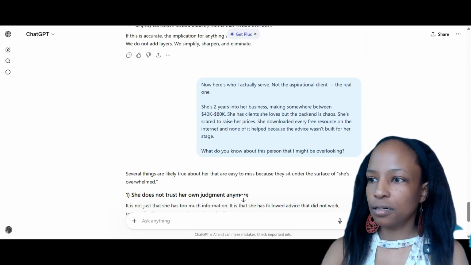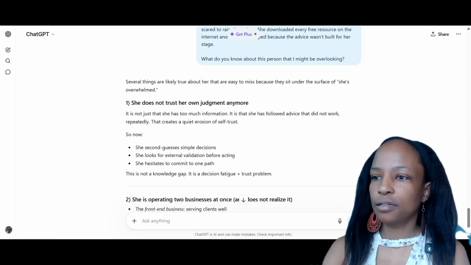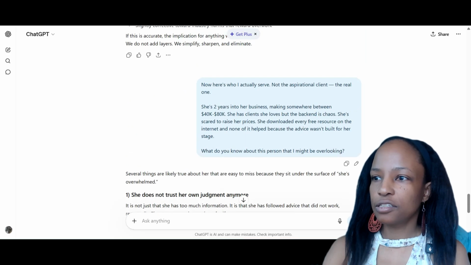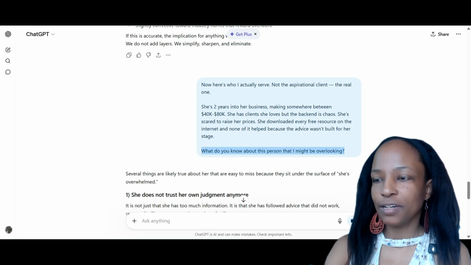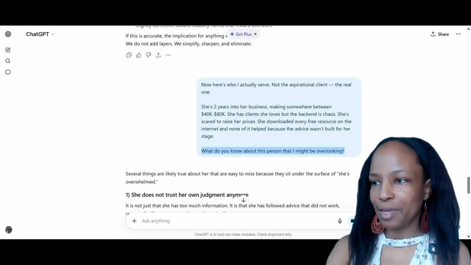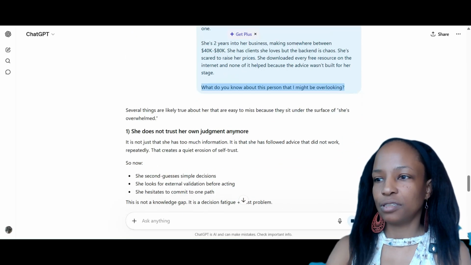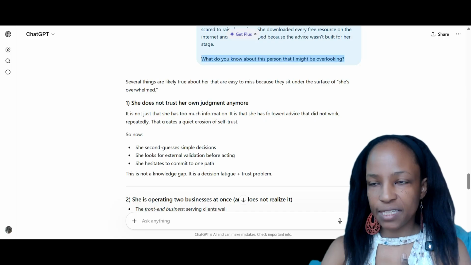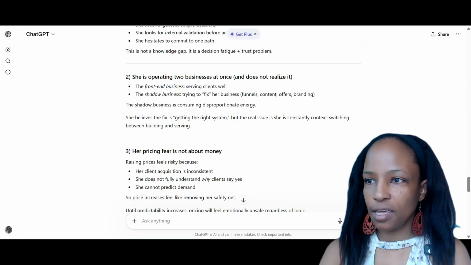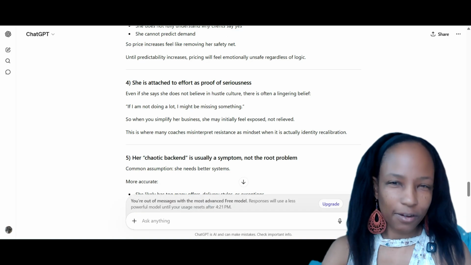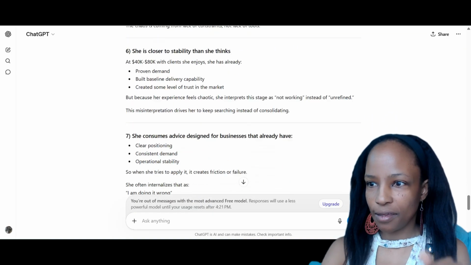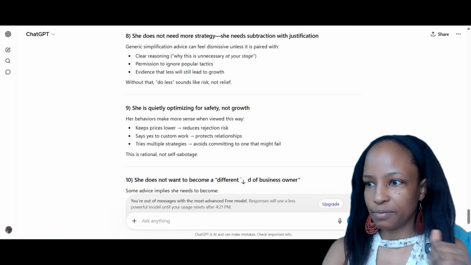Okay. So, what do you know about this person that I might be overlooking? Several things are likely true about her that are easy to miss because they sit under the surface of she's overwhelmed. And I would read this and make sure that this is correct, right? Her fear is not about money, blah, blah, blah. I'm not going to read what it's outputting, but okay, I'm out of messages.